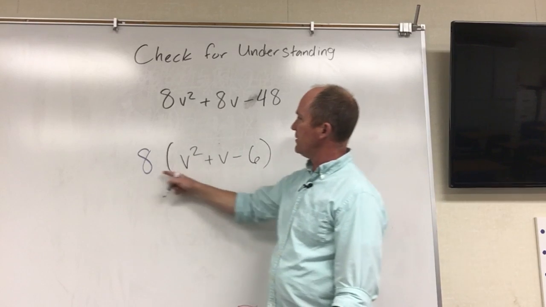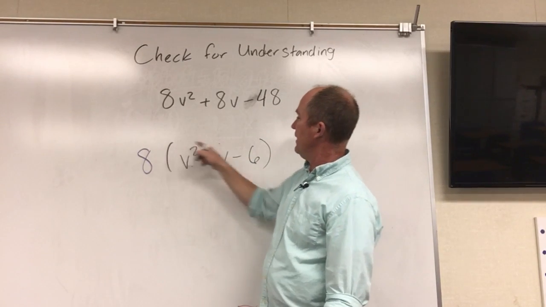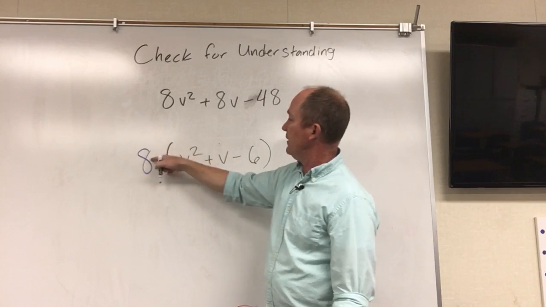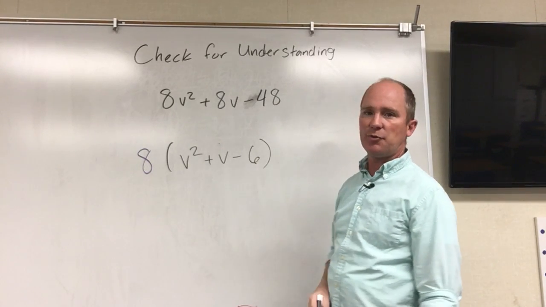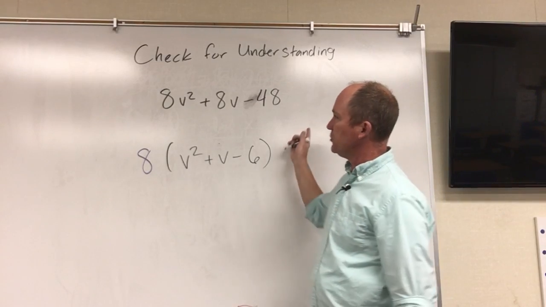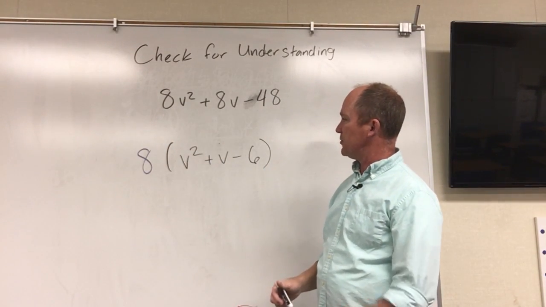In this case, if I want to double check, 8 times v squared is 8v squared, 8 times v is 8v, and 8 times negative 6, or minus 6, is minus 48. So again, you can see what we're doing is the opposite of distributive. I'm pulling out the 8 and going the opposite direction.